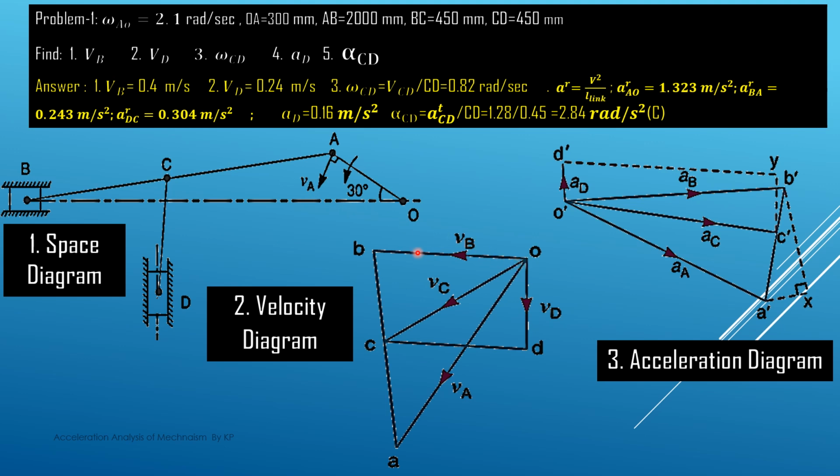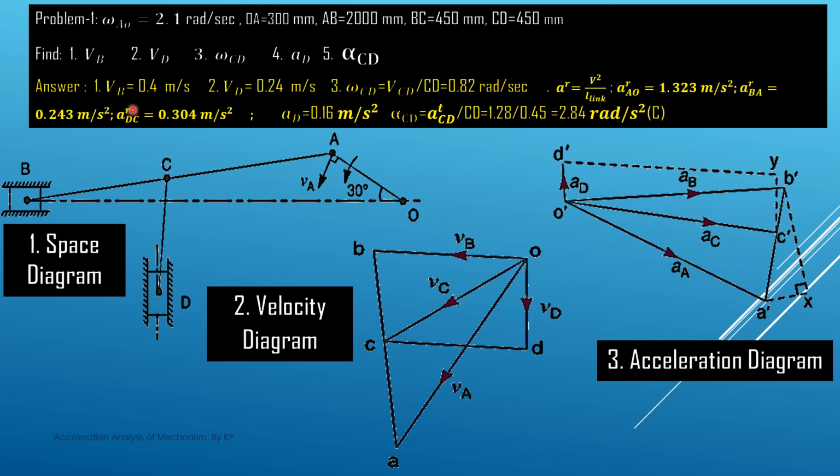We can measure this BO length, and as per a suitable scale we can convert it to the velocity vector. So this gives the value of VB to us, then this VD. We measure this OD vector, and this gives the velocity of D. Similarly, omega CD we have to find. This is C and this is D. So omega CD is nothing but VCD divided by the length of the CD link. Already in the previous video we have discussed how to find the omega and its direction. This way we find the value of omega CD.